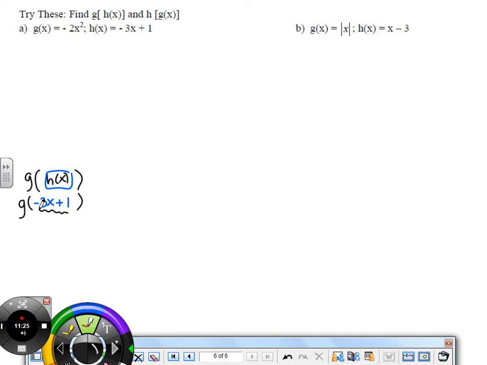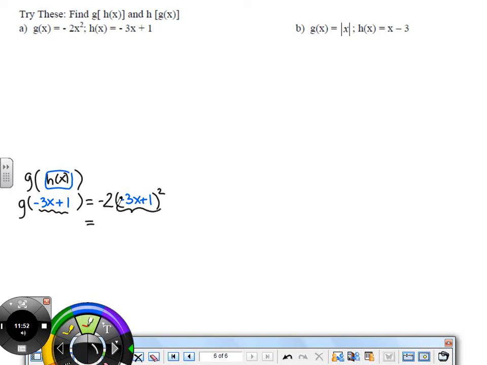So if you struggled with this, my advice to you would be to take the g function and write it with empty sets of parentheses where x is. So here's our g function, negative 2 times an empty set of parentheses squared. Now our empty set of parentheses in this case, we're going to fill in with exactly what the problem's told us to, which is negative 3x plus 1. So we'll be done with this problem when we finish this calculation.